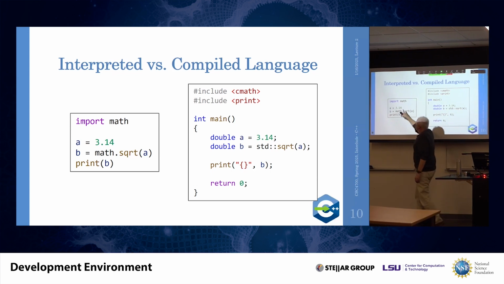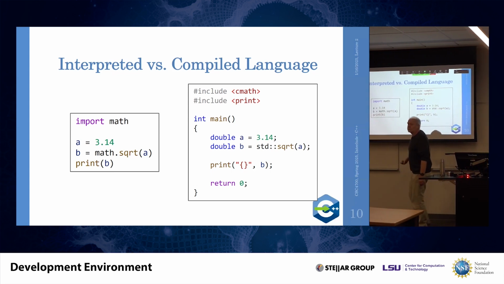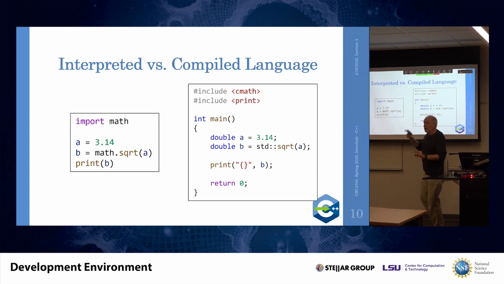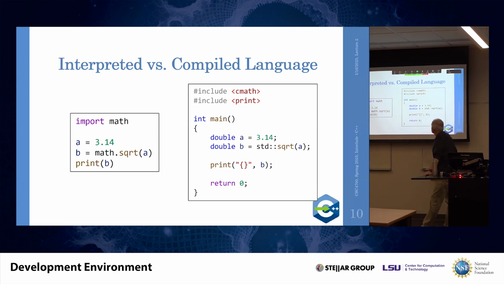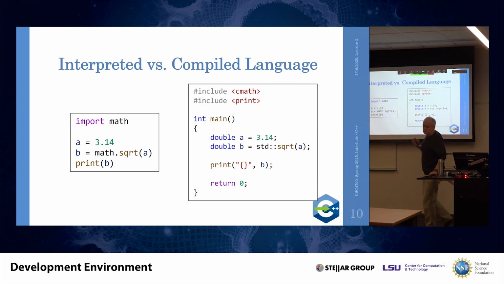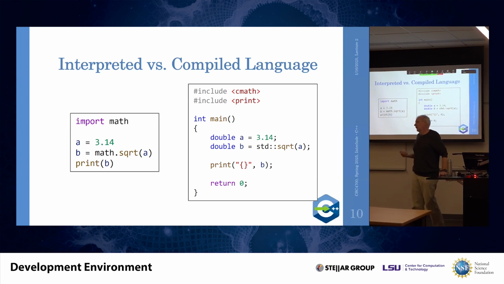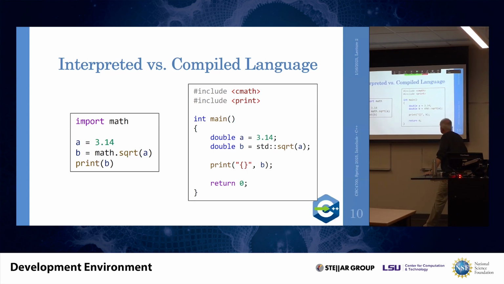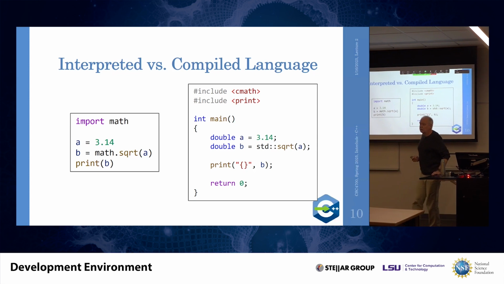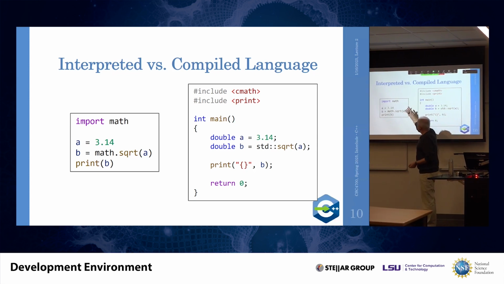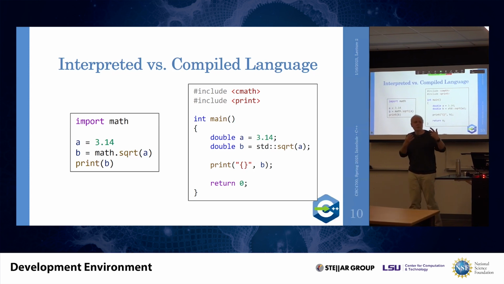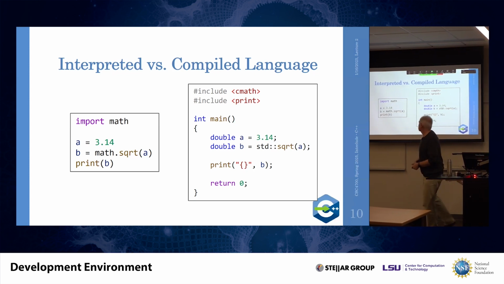Also, instead of the import statement, which makes the math library available in Python, we have to use hash include statements in C++ that are very similar conceptually. Under the hood, they do something completely different, but you can think of them as making things available to your code in the same way as import math makes the math implementation available to your Python code.